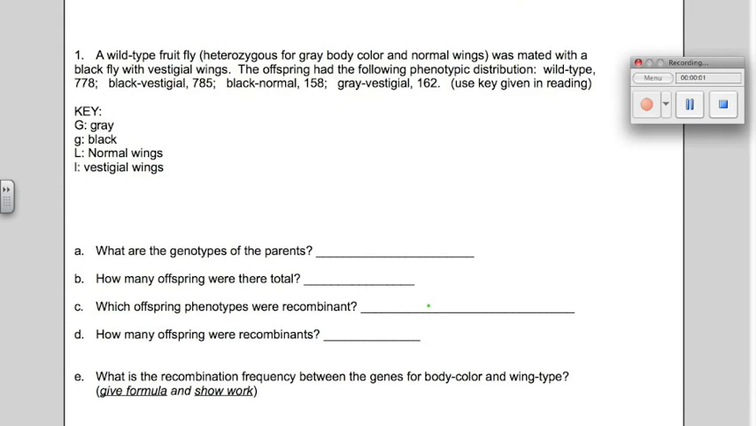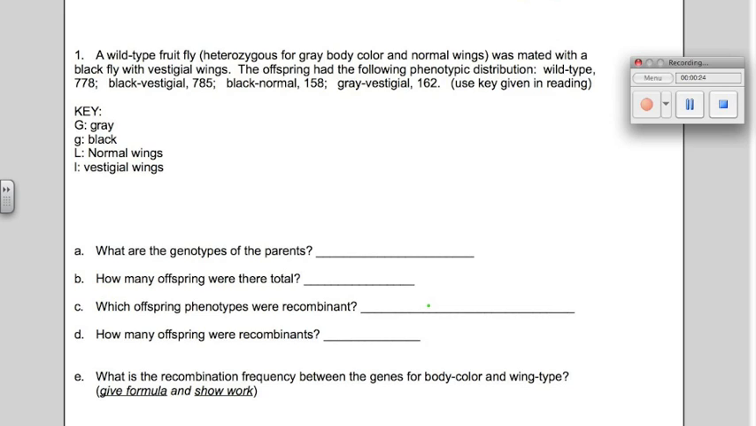All right, now that we've learned a little bit more about what gene linkage means and what its consequences are, let's see how we can use some data to make meaningful sense of recombination and really use it to figure out where genes are located on a chromosome. This is the first problem in your homework packet on gene linkage, and I thought it would be useful for us to go through it together.